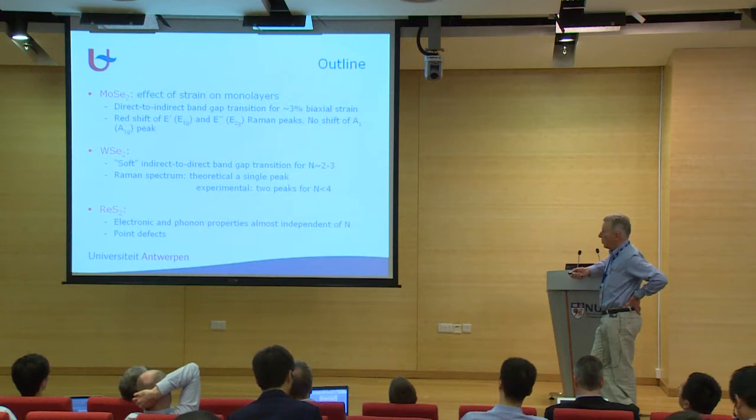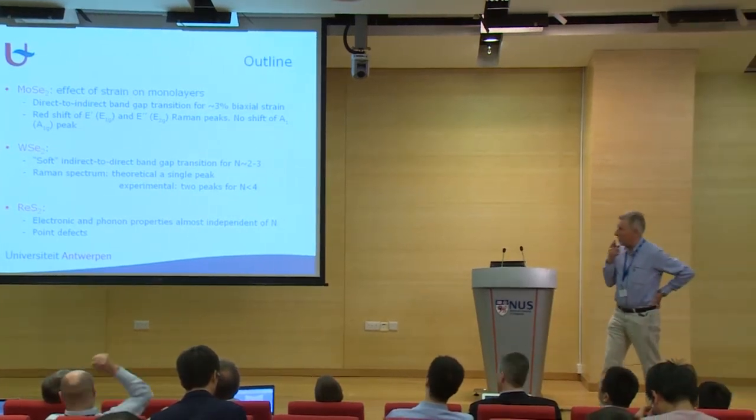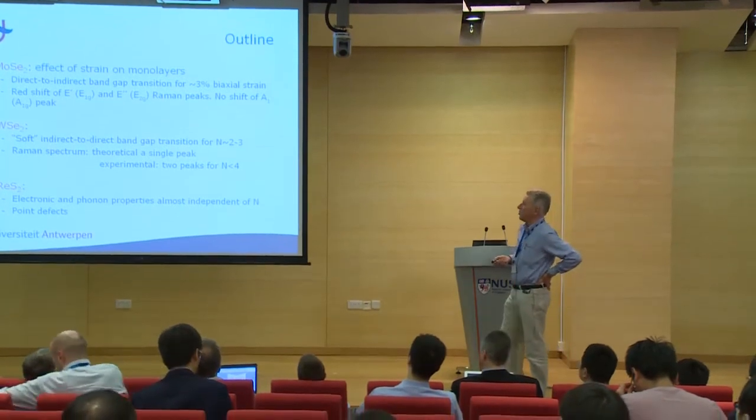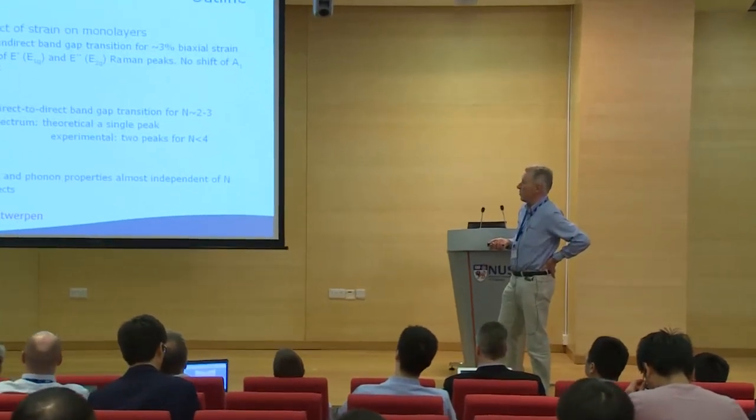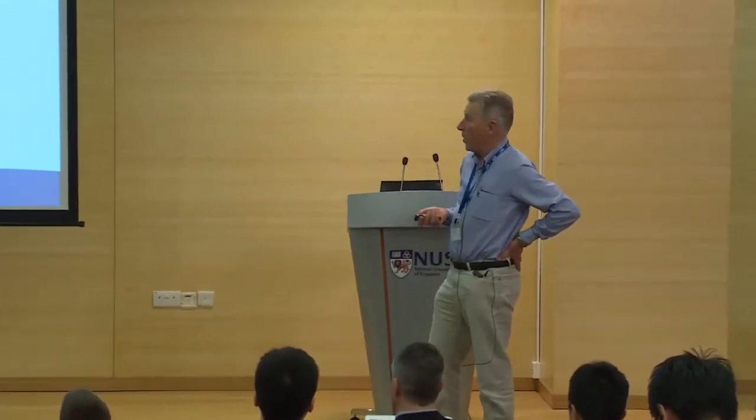And then a new member in the family is rhenium disulfide. And this is a material which is quite different from the other ones which we know up to now. For example, you do not have a direct to indirect transition there if you change the number of layers. And I will also say something about possible defects in this material. So the study of those three here was motivated by experiments. I'm doing theory.